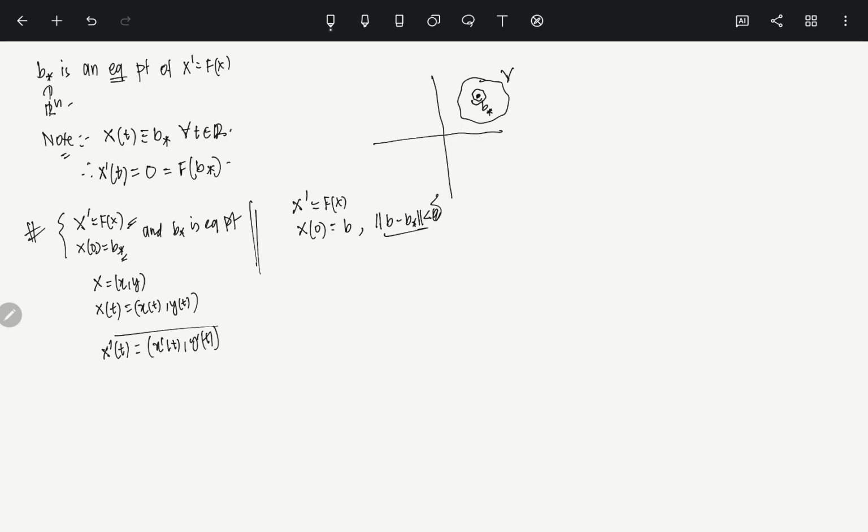B from a neighborhood of B star. Once I do that, then we get a solution x of t, right? We get a solution, and that solution for all time t must be confined in a neighborhood. So first you fix an epsilon, and for that you get a delta such that your |x of t minus B star| is less than epsilon. Is it okay?